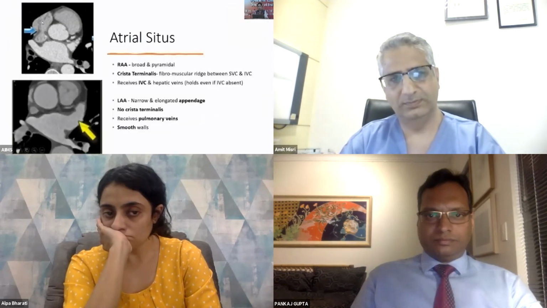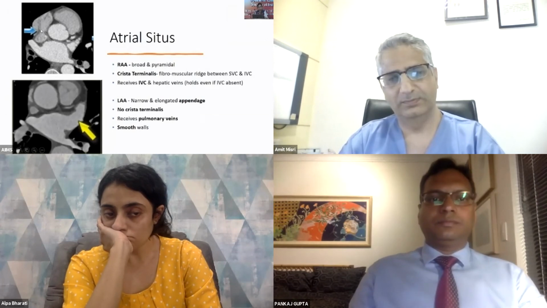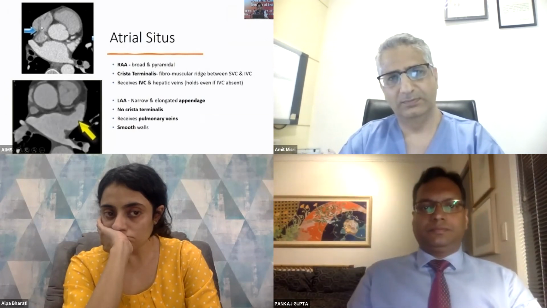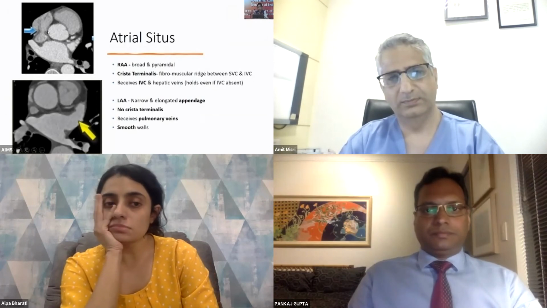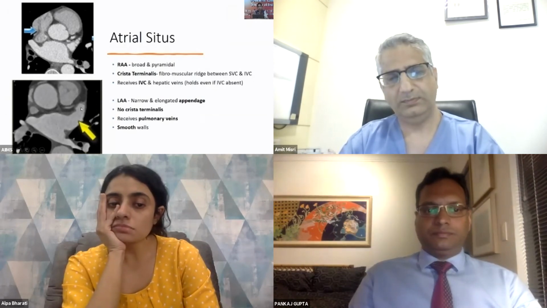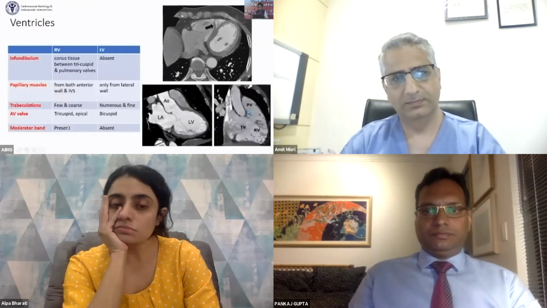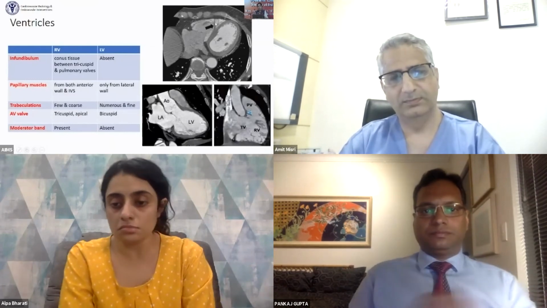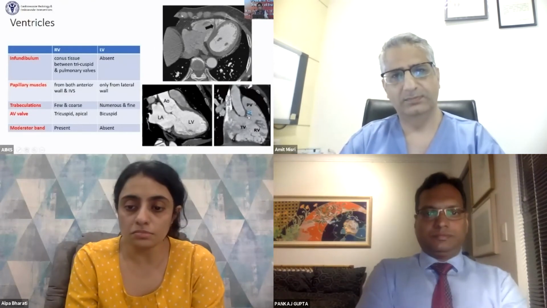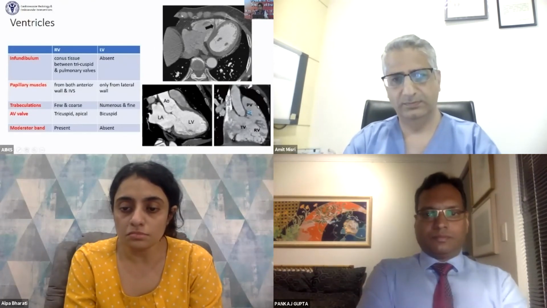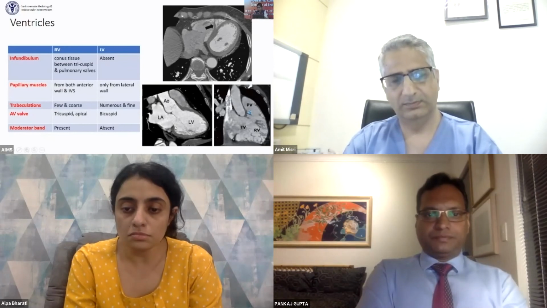Atrial situs: broad-based appendage on the right side, crista terminalis on the right-sided atrium, and you have the veins, SVC and IVC, draining into the right atrium, coronary sinus also. And if the IVC is interrupted, even hepatic veins will drain here. The left atrial appendage is a narrow, elongated structure and has no crista terminalis. Regarding ventricles, the most important structure which can help you identify RV is the moderator band. Second is the presence of conal tissue between the tricuspid valve and the pulmonary valve, whereas on the left side, you'll have the atriomitral continuity. So you can identify the ventricles with this.